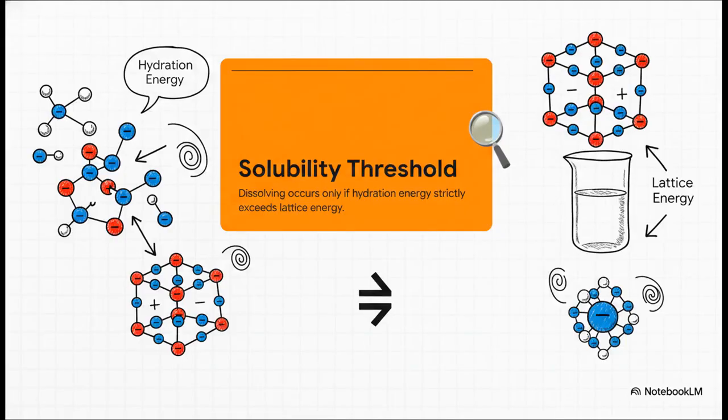And here is the ultimate thermodynamic rule for solubility. An ionic compound will only dissolve if the hydration energy strictly exceeds the lattice energy. Let's run a sample calculation for our sodium chloride. NaCl has a lattice energy of about 787 kilojoules per mole trying to keep it solid. But the hydration energy released when water surrounds those ions is roughly 790 kilojoules per mole. Because 790 is greater than 787, the energetic payoff wins, and the solid sodium chloride effortlessly dissolves into your water.